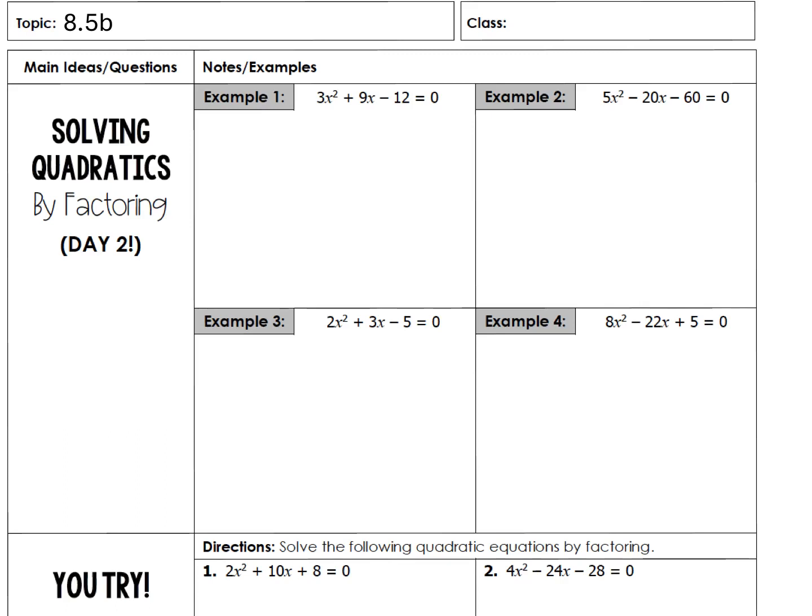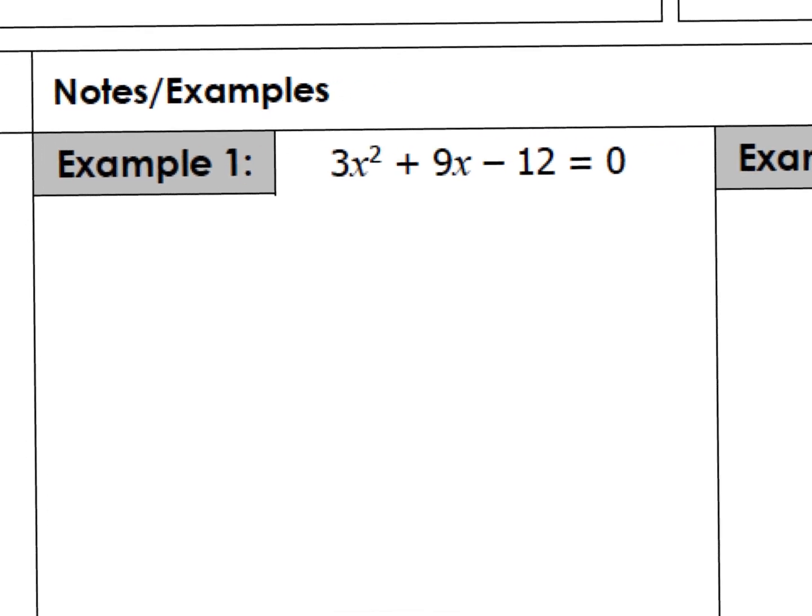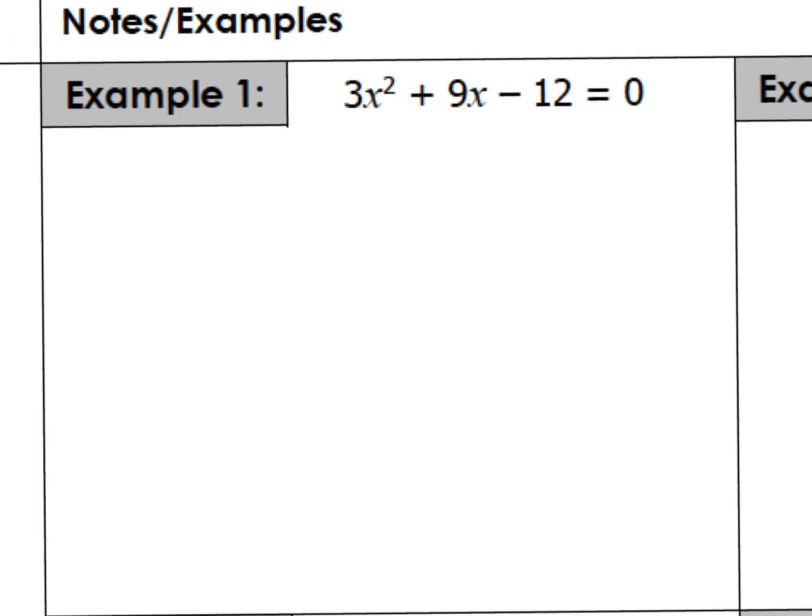One of the things that you have to make sure of with this is that you look for a GCF right off the bat. So if we're looking at this example 1, is there a GCF? Yes. What is it? A 3. So you can factor out a 3, and what you're left with would be x squared plus 3x minus 4 equals 0. What do you suppose your next step is?